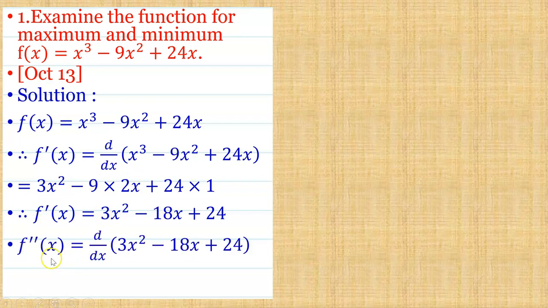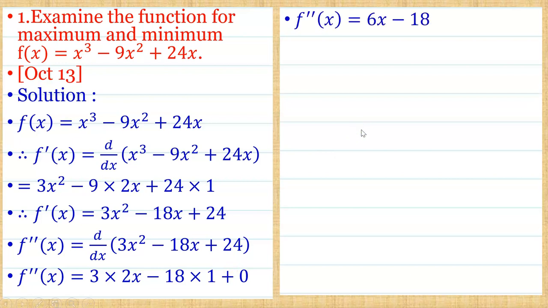f double dash of x, now the second derivative, that is d/dx of 3x square minus 18x plus 24. The derivative of x square is 2x, that is 3 into 2x. Derivative of x is 1, 18 into 1, and the derivative of 24, that's a constant, it is 0. Now next, f double dash, that is 3 into 2x is 6x, 18 into 1, 18.